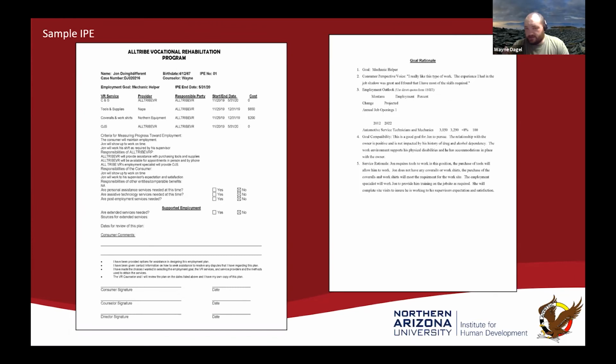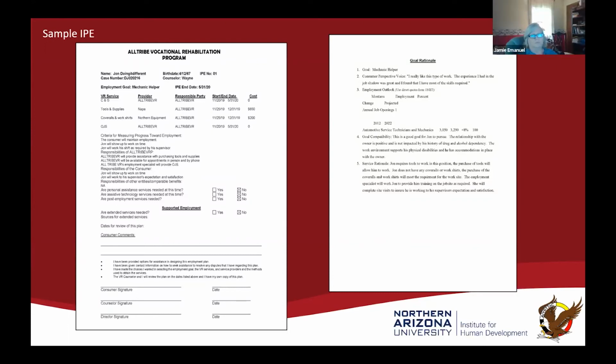The goal rationale is just something that makes sure that you're taking the time to meet all the needs of that consumer. So the goal is compatible. The consumer's perspective and or voice, you want a direct quote from that consumer saying why they want to do this job. Now, for me, I did Employment Outlook. I used direct quotes from ONET online, and that's what I put in there to show the annual job openings and the growth rate of that employment setting.